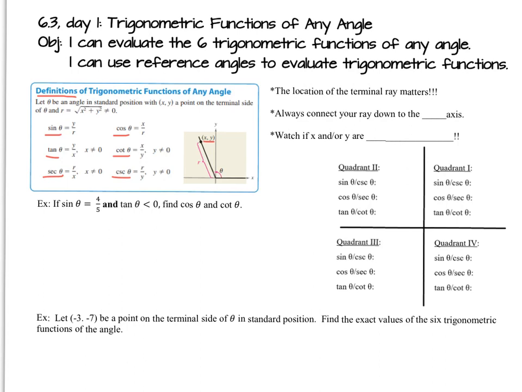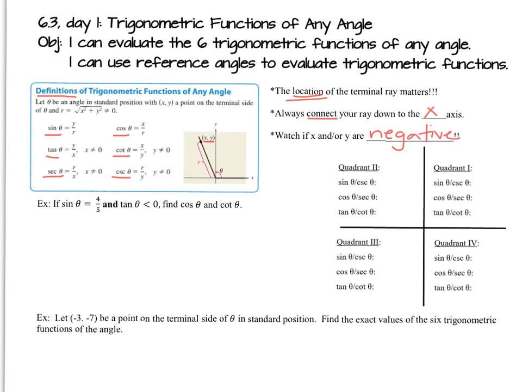So the location of the terminal ray is going to matter. As you plot a point or you know a trig definition, you're going to have a terminal ray in any one of the 4 quadrants. What you'll then do is connect that ray to the closest x-axis, and that will create your triangle. We need to be particular if x or y are negative, because that will affect some of our answers.